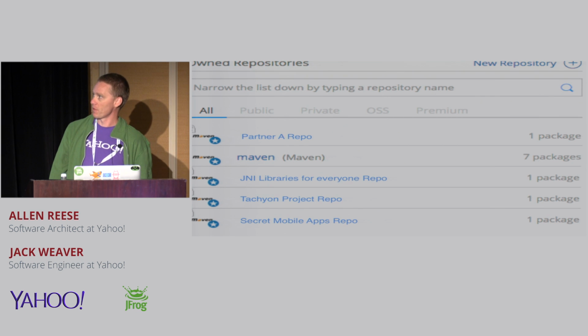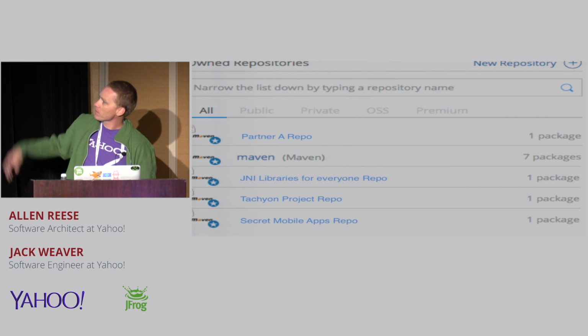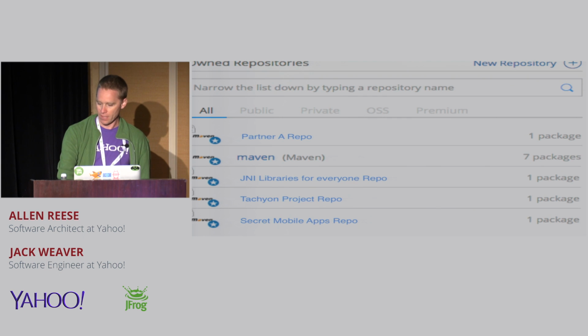This is an example of some of the repos. You can see we have partner A. We have a bunch of JNI libraries everyone likes to use. We have Tachyon, our super secret mobile apps. And then the one that's public is actually the Maven repo. That's where you'll find things like the Flurry SDK and the OMID libraries.